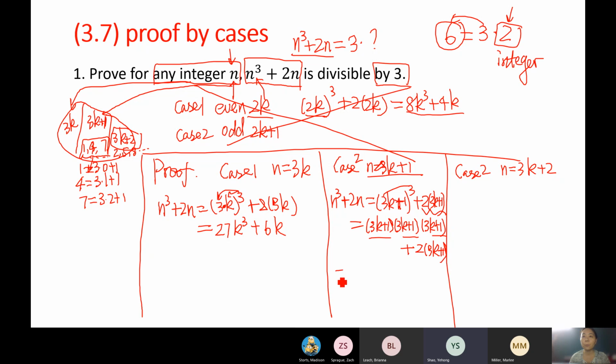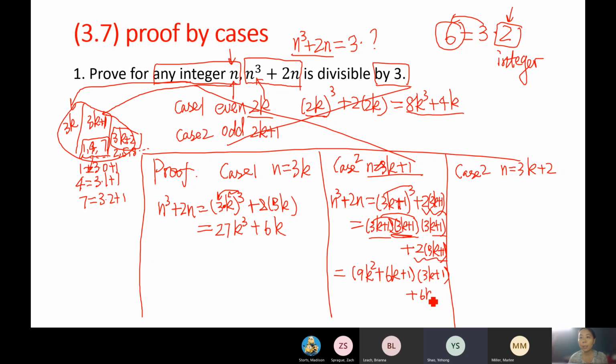And to do that, you will have to multiply. You have to use FOIL to multiply these two out to get, I'm going to go ahead and just write down the answer after you do FOIL. So that's what we're going to get. And multiply the third copy of 3k plus 1. Okay, let me go ahead and multiply these out.